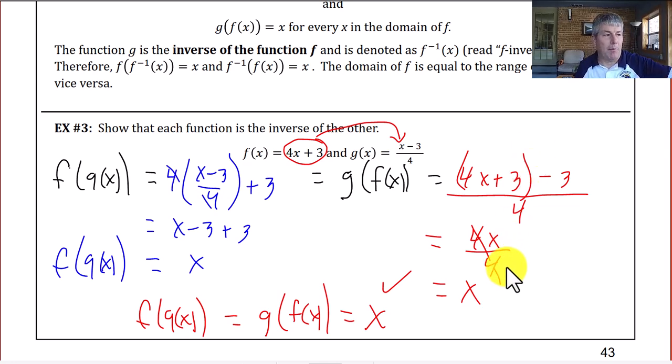So that wraps up our introduction to inverse functions and definitions and doing some graphing, and we'll get some more practice with this when I see you in class.